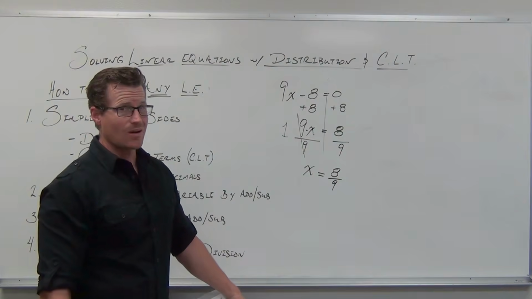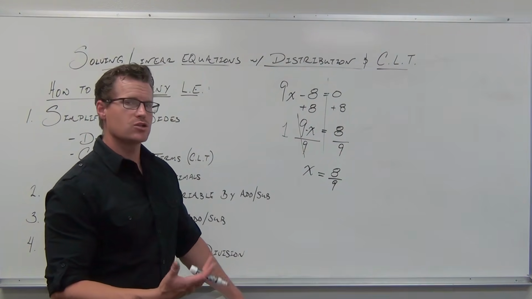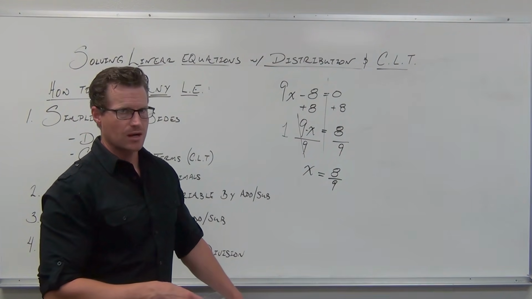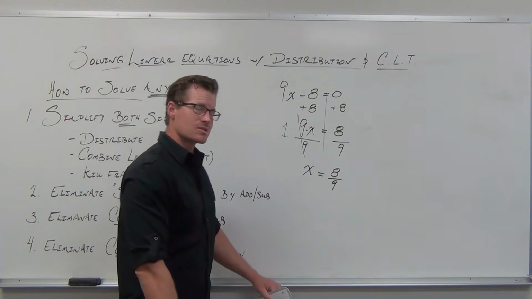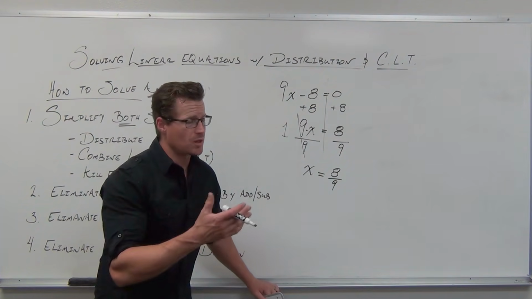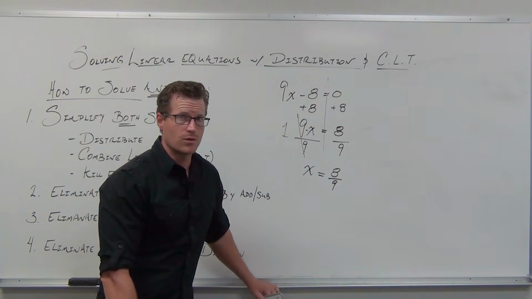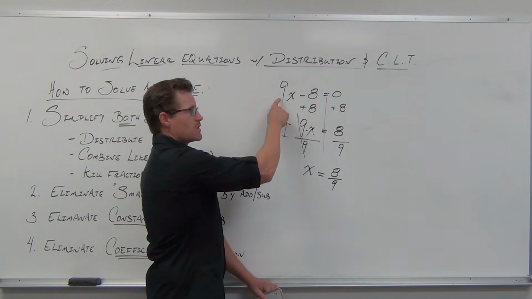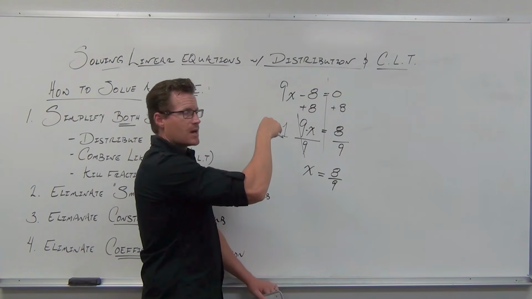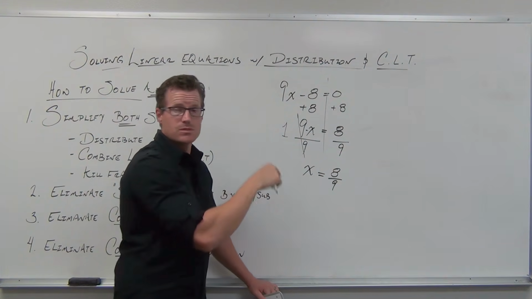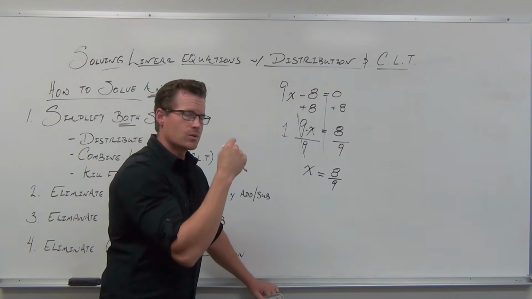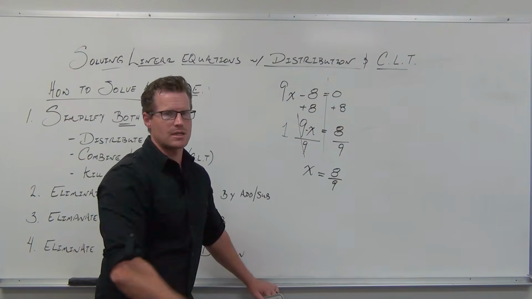Now, it's kind of hard because, yes, you can check your work, but now you're dealing with fractions. How you check your work with fractions is the same as checking work in any other equation. You just plug it in. I'd recommend a calculator, though. So if you plug in 8/9, use your fraction button. 9 times 8/9 equals 8. Minus 8 equals 0. So we know for sure that that's a correct solution.